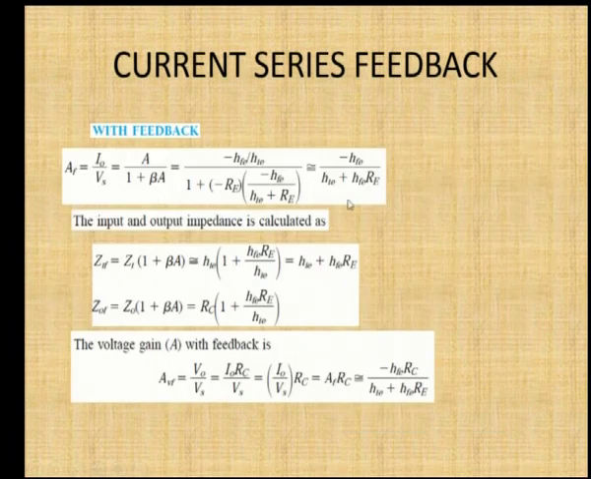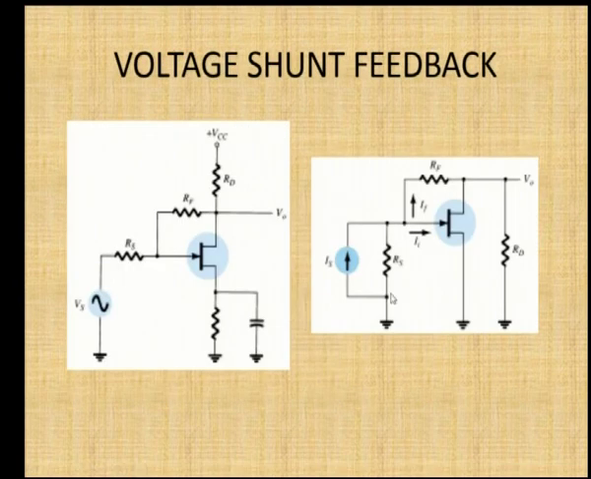And with the feedback, the changes that happened here were derived from the circuit using BJT in common emitter mode. And this is voltage shunt feedback. Voltage shunt feedback is at both the sides, at the input side as well as the output side. The connection must be parallel, because for voltage you have to take a parallel connection. And if shunt is mentioned, the output of the feedback network has to be connected in parallel with the input signal, and that is what is given in the circuits.